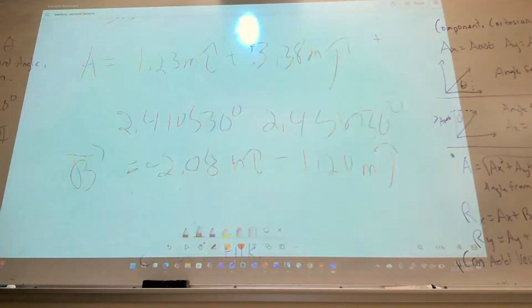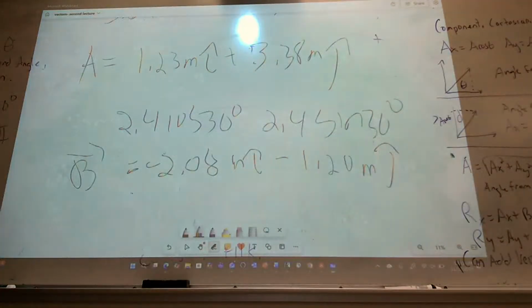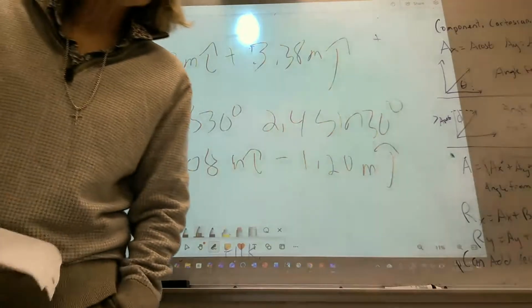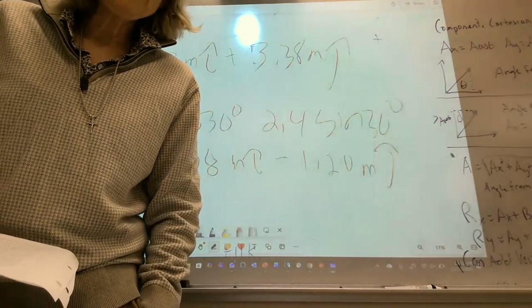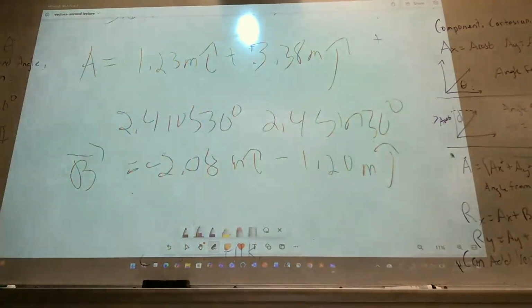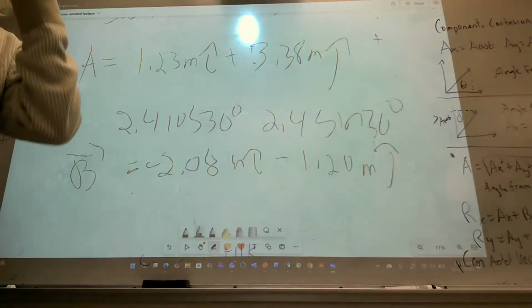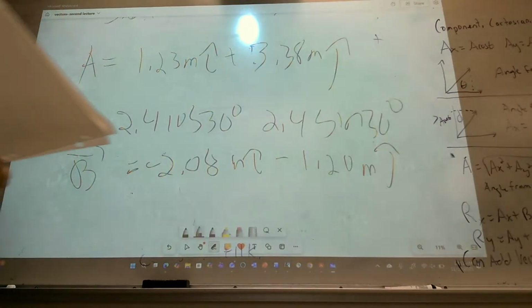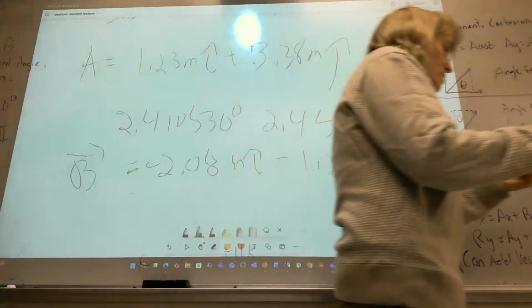Okay, now 3A minus 4B. So you're going to get 3A, so multiply your A times 3, multiply your B times 4. You're going to subtract one from the other, and then you're just going to put that in terms of i and j.